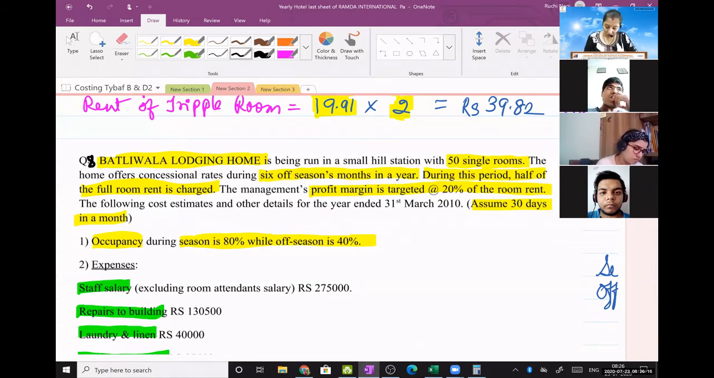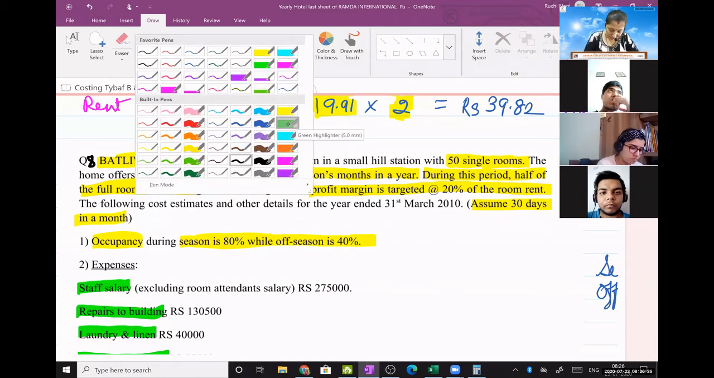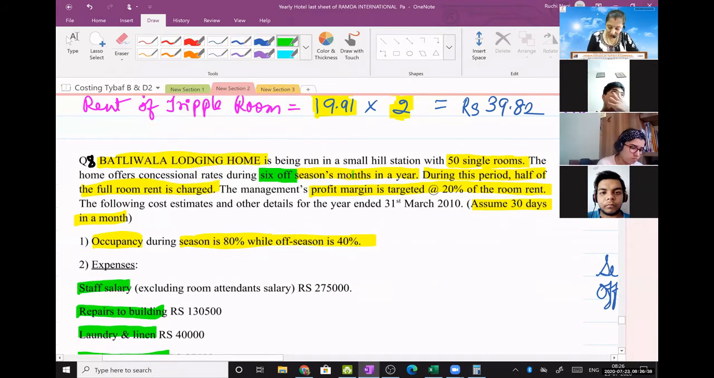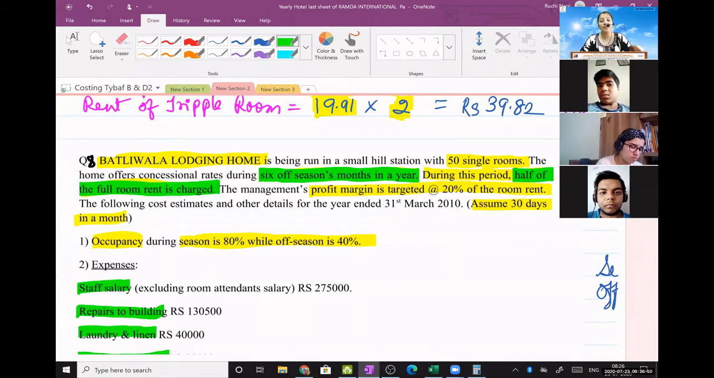Batliwala Lodging Home is being run in a small hill station with 50 single rooms. The number of single rooms in the hotel is 50. The home offers concessional rates during 6 off-season months in a year. During this period, half of the full room rent is charged. Now listen to this. This word is very important. We will see later what to do with this when we do the calculation. Half of the full rent is charged.